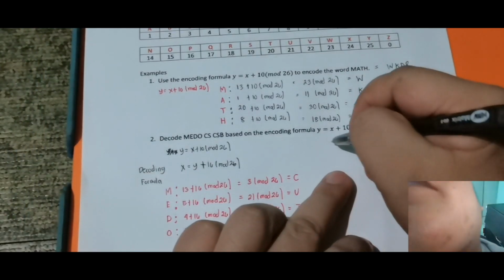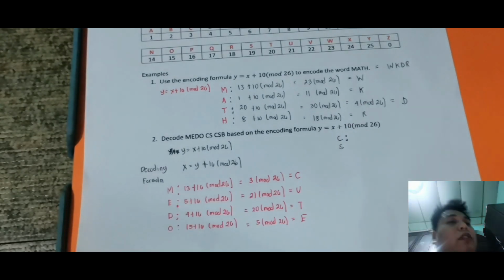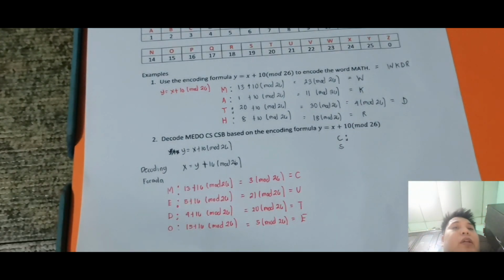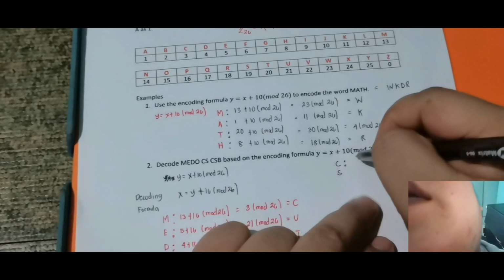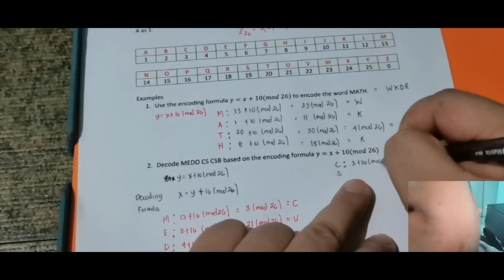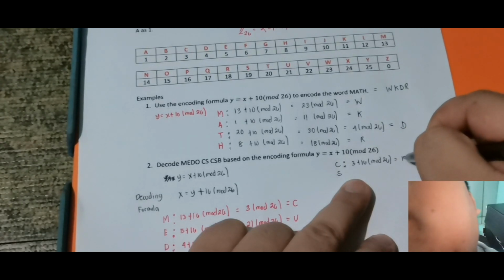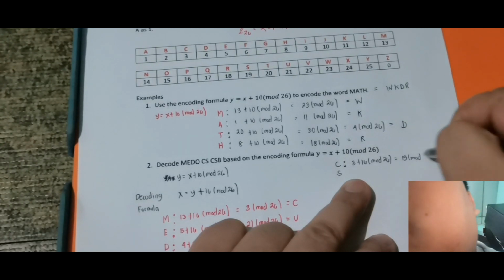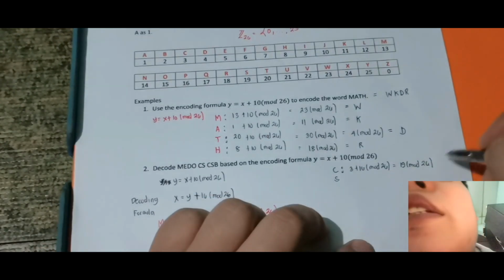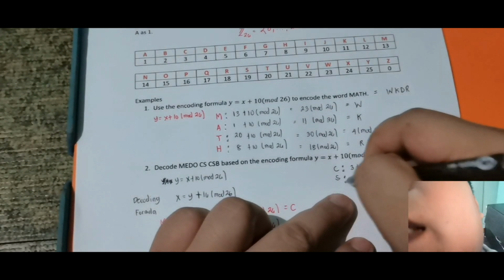C-S. Ano yung C-S na to? So, C-S natin, this is, syempre, C is 3. So, this is 3 plus 16 mod 26. Or, simply, this is 19. 19 mod 26. So, what is 19th letter? The 19th letter is S. So, next is S natin, that is 19.